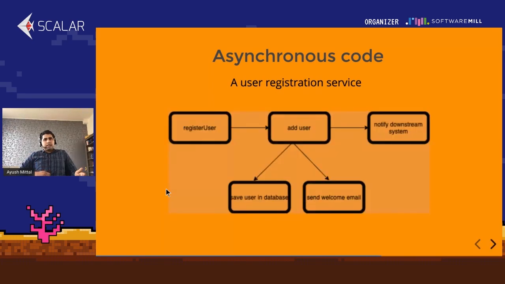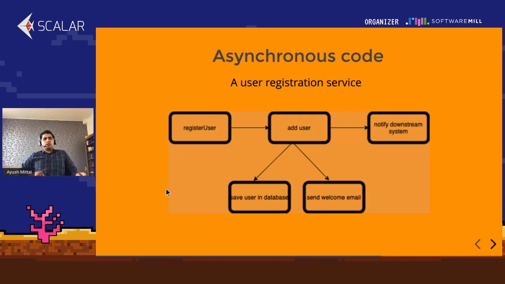This service basically has a feature of registering users in our system. The starting point is the register user. It accepts a user and then it calls another service which is add user. Add user internally saves the user in a database, sends the user a welcome email, and upon that it notifies the downstream users of this new user, that a new user has been added.